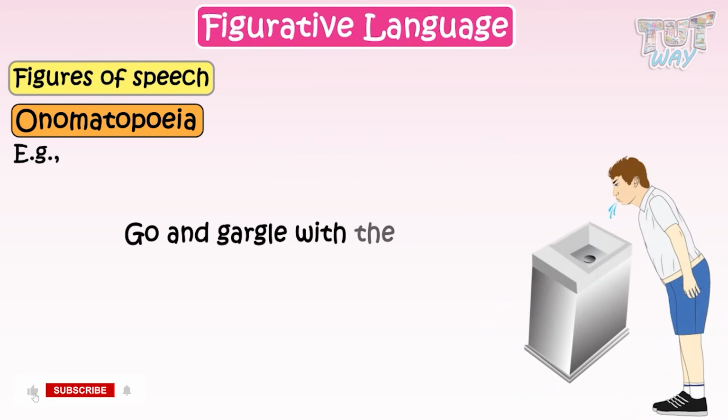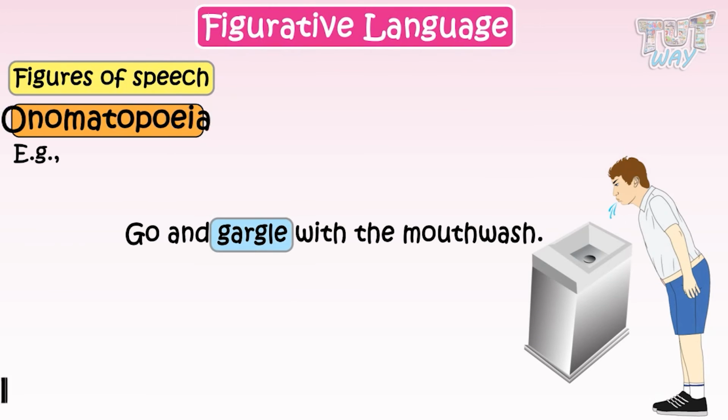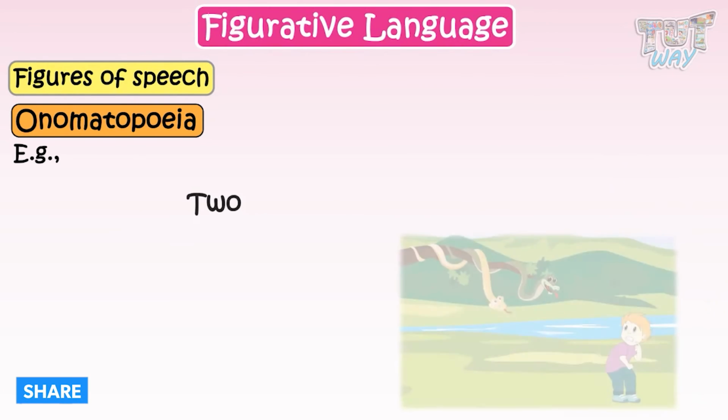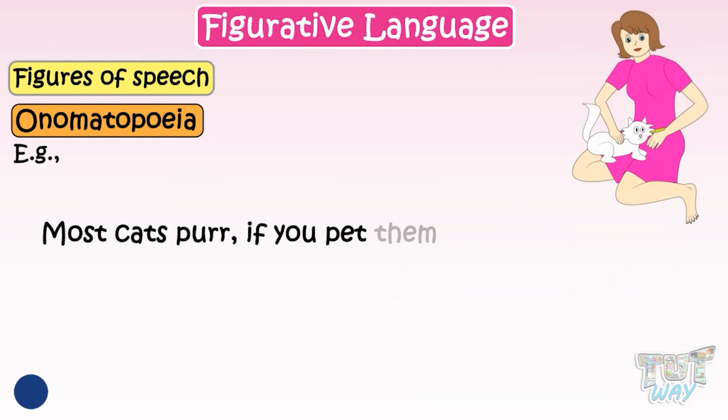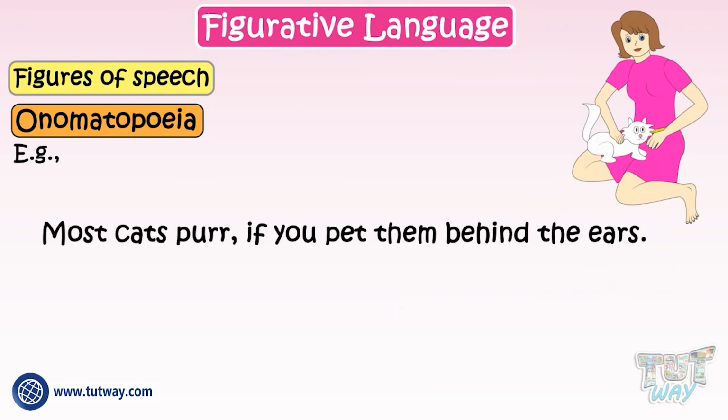"Go and gargle with the mouthwash." Here, the word gargle is an onomatopoeia. "Two snakes hissed at me." Here, the word hiss is an onomatopoeia. "Most cats purr if you pat them behind the ears." Here, the word purr is an onomatopoeia.